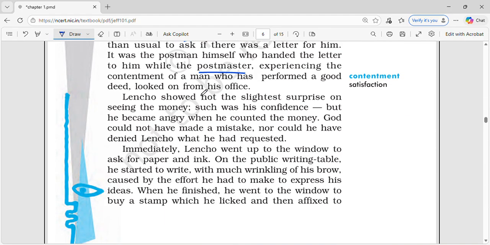Lencho showed not the slightest surprise on seeing the money. He didn't show any surprise, such was his confidence. But he became angry when he counted the money. God could not have made a mistake, nor could He have denied Lencho what he had requested. Basically, it was not all the money that the postmaster had given, right?